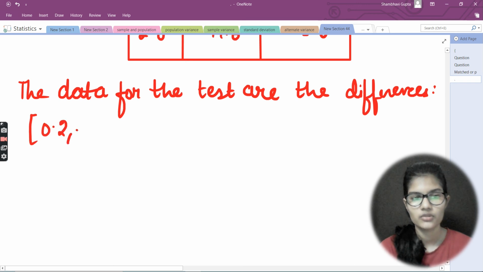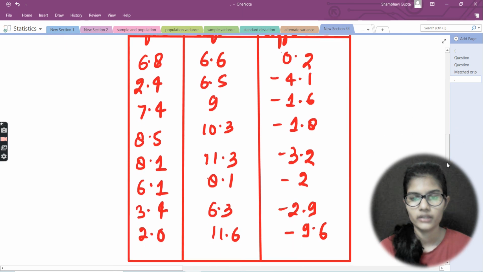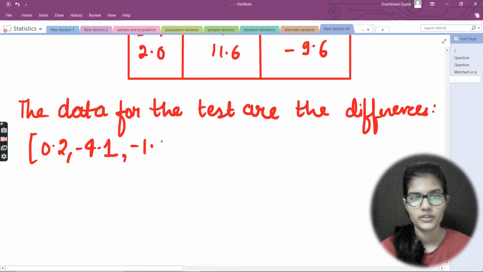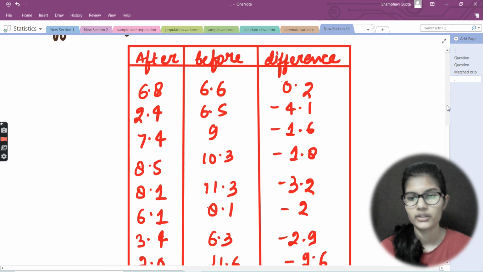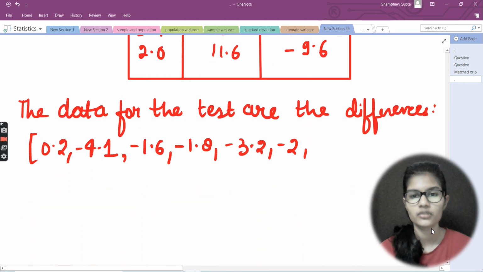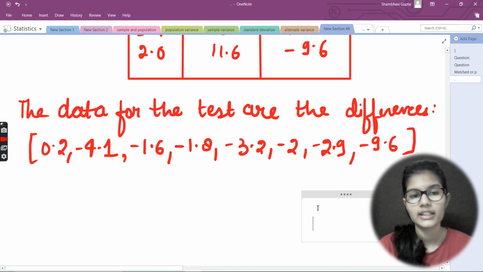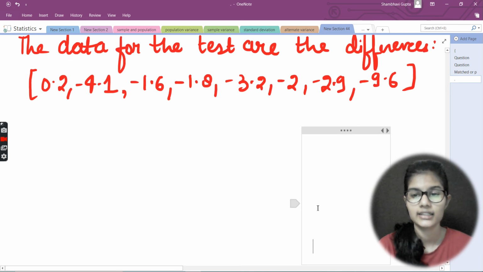So that was 0.2 minus 4.1, 4.1, 1.6, 1.8, 3.22. Then after that it was basically minus 1.6, minus 1.8, minus 3.2, minus 2, and we are left with two more things, minus 2.9 and 9.6. That is minus 2.9 comma minus 9.6. So this is the data for the test, and these are the differences on which we'll be performing the test.